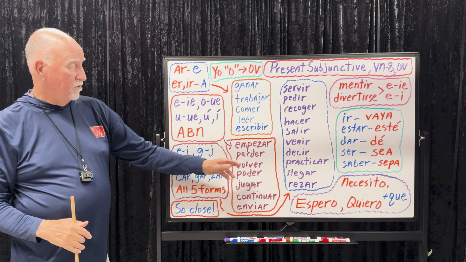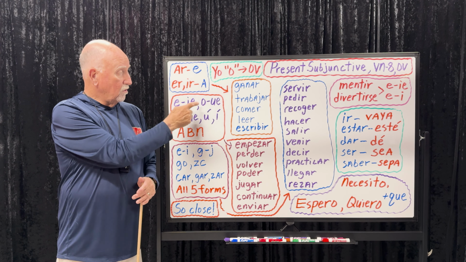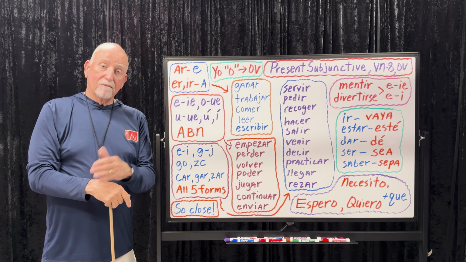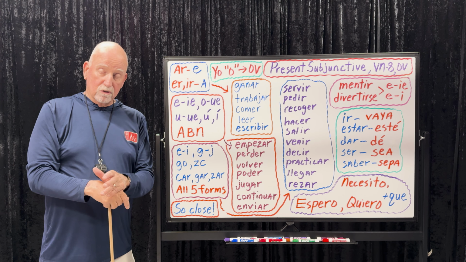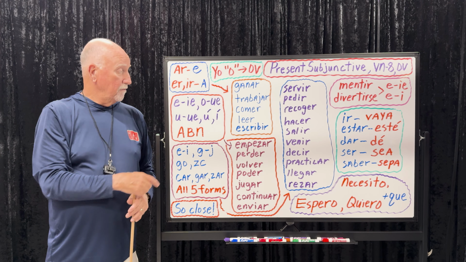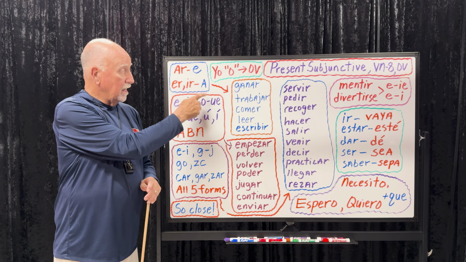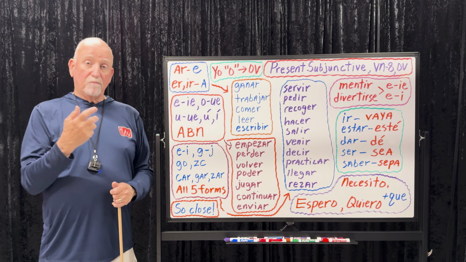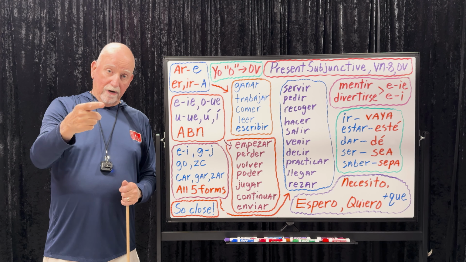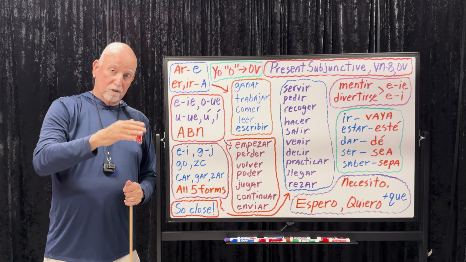Let's go with volver, to return. It's an O to UE. Vuelva, vuelvas, vuelva, volvamos, and vuelvan. Let's go with poder, to be able. It's a UE stem change, opposite vowel is A. You take puedo, change the O to A, and run it through. Pueda, puedas, pueda, podamos, puedan.